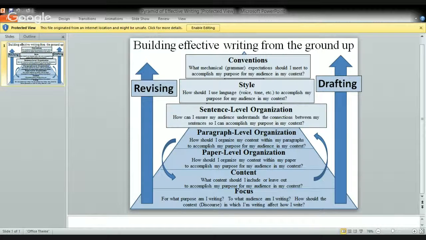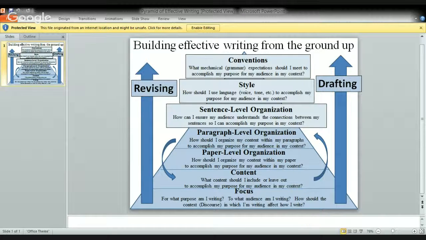But before that, after focus comes content. So what content should I include? The content that you include in your paper should always tie into the thesis statement that you have written, or that you will write at the end of the paper. The thesis statement will be your main focus for the rest of the paper. So every content item that you include should not just be there to fill up space, but should be there to tie into your thesis statement, to back it up, or to explain it further.